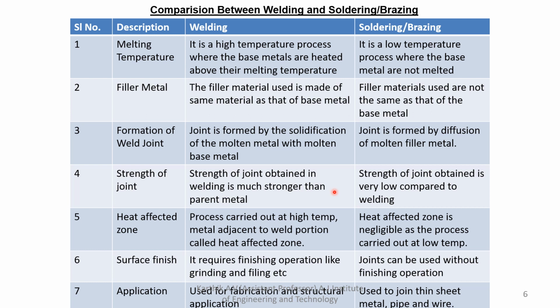Next, application. Welding is used for fabrication and structural applications. Soldering and brazing are used to join thin sheet metal, pipes and wires. So these are the comparisons between welding, soldering and brazing. Soldering and brazing are temporary joining processes, while welding is a permanent joining process.